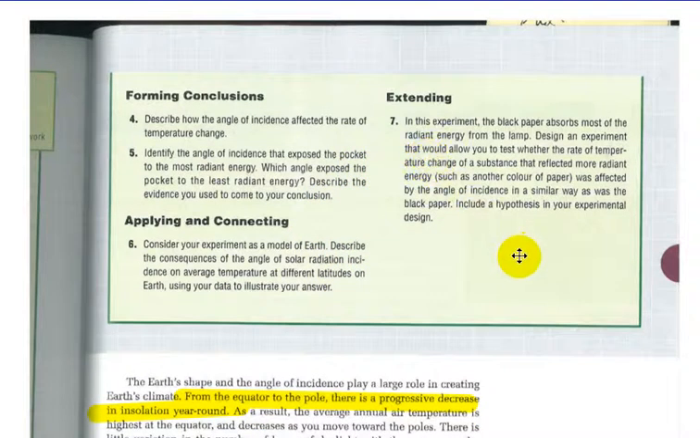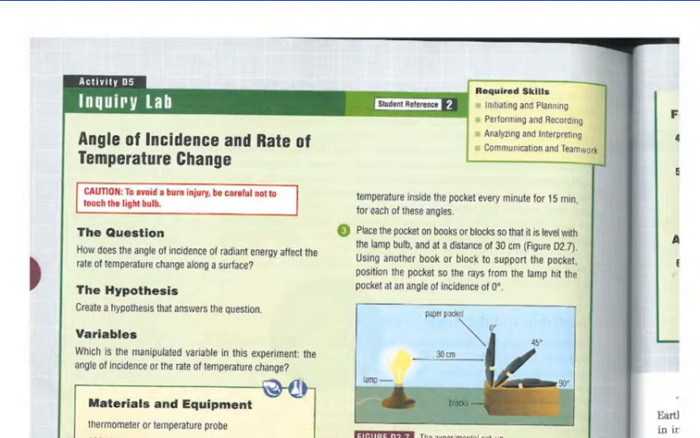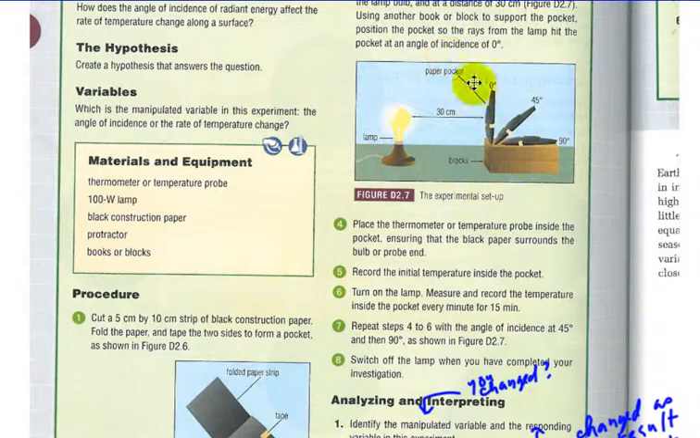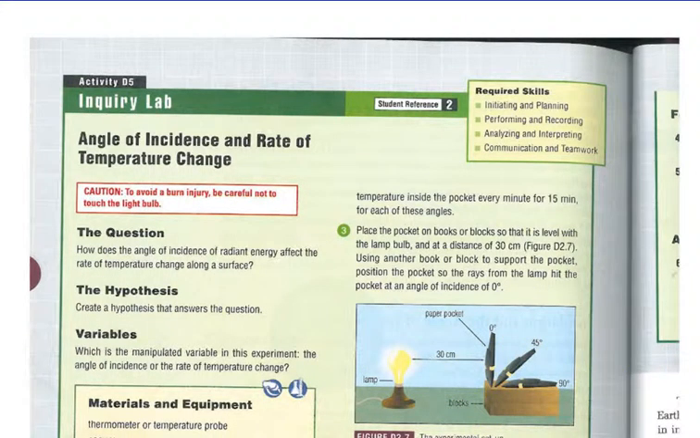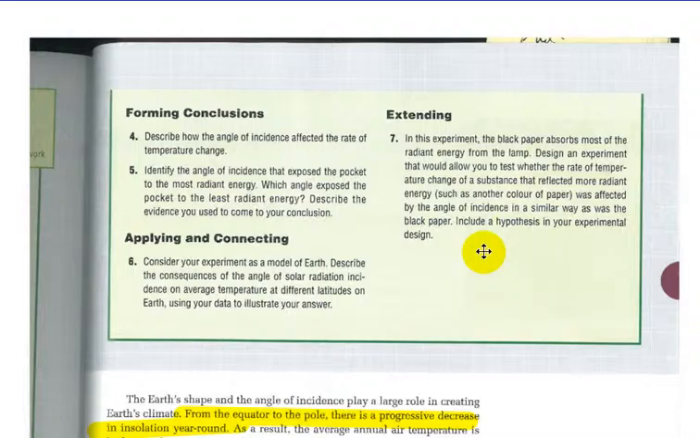And then 7, in this experiment, the black paper absorbs most of the radiant energy from the lamp. Design an experiment that would allow you to test whether the rate of temperature change of a substance that reflected more radiant energy, such as another color of paper, was affected by the angle of incidence in a similar way as the black paper. Include a hypothesis in your experimental design. Now, you don't have to tell me everything, like I presume it'll be the same type of lab, but I'm more concerned about what you think will happen. If we use, let's say, pink paper, how would the temperature changes look, do you think? Would we get the same kind of results that we do from this one? Just comment on that in a few sentences. Okay?